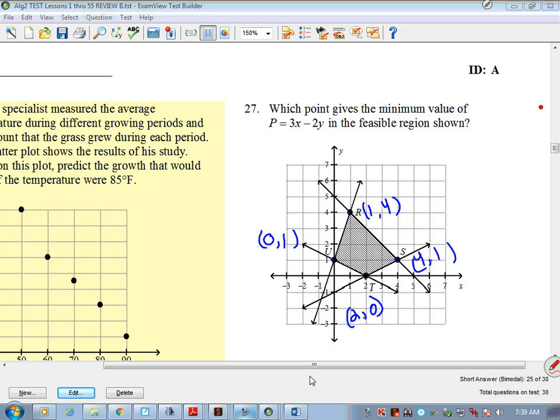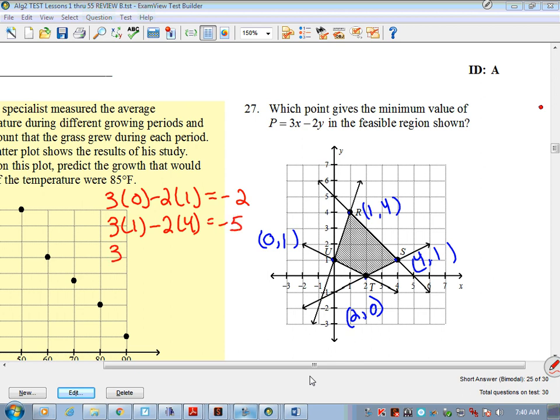Let's start with u and work our way around. So it would be 3 times 0 minus 2 times 1. Well, 3 times 0 is 0. Negative 2 times 1 is negative 2. Remember, we're looking for the smallest. Then we're going to get 3 times 1 minus 2 times 4. So that's 3 minus 8, which is negative 5.